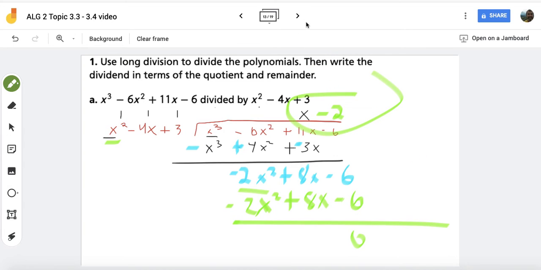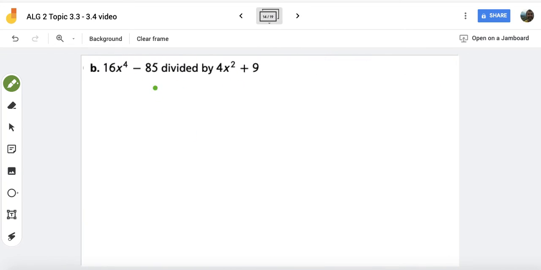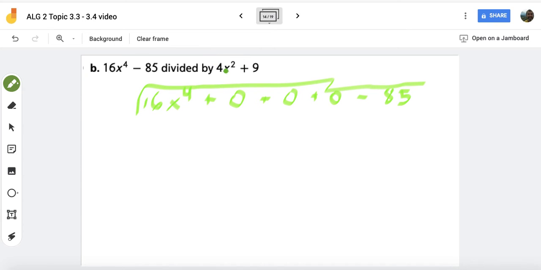And I know it's a long video, but to show you how to do this one, we have the 16x to the 4th, but then there's no x cubes, and there's no x squareds, and there's no x's, and then there's a minus 85. I just need to remember this is x cubed, x squared, and x. Okay. And I got to divide it by 4x squared plus 9.